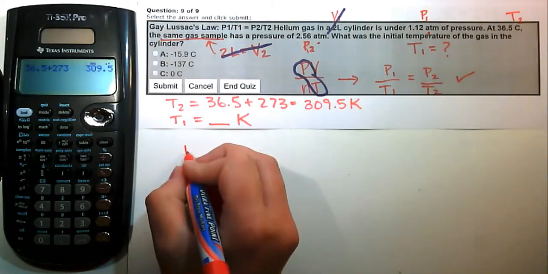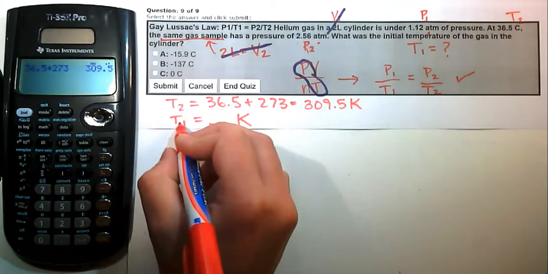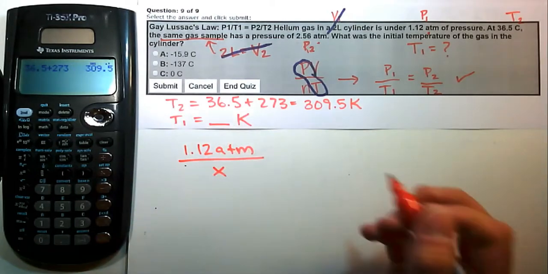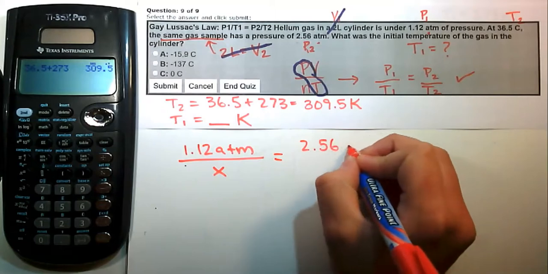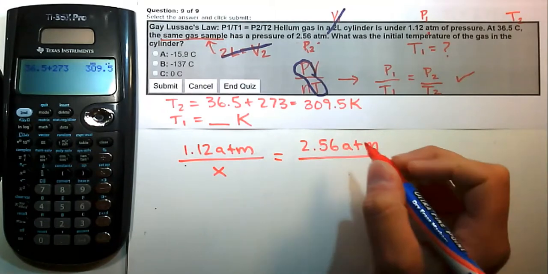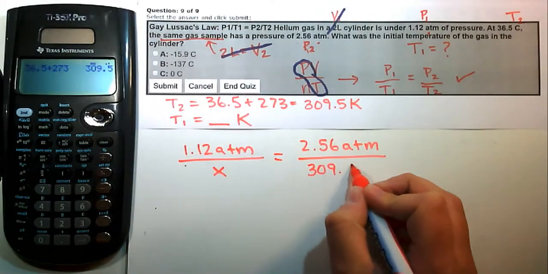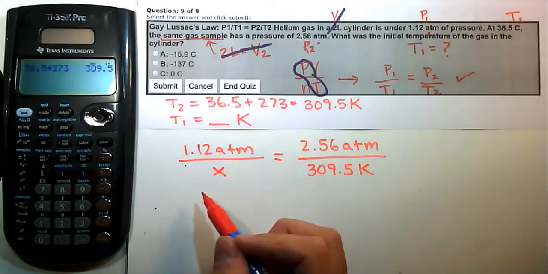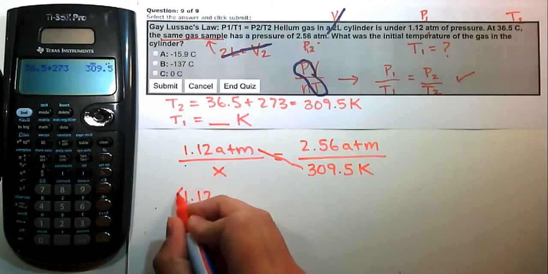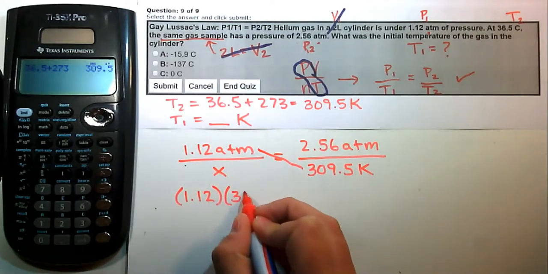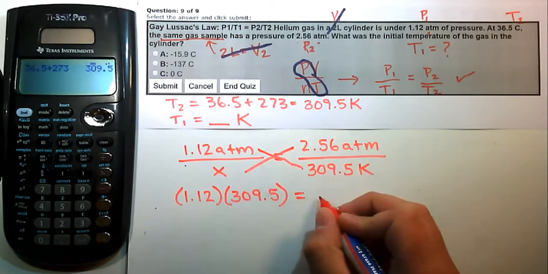P1 over T1, or 1.12 atm over T1, which we don't know, so I'm going to substitute an x, equals P2, 2.56 atm, over T2, which is 309.5 Kelvin. Now we need to cross multiply. 1.12 times 309.5. I'm going to leave off my units this time. Equals 2.56 times x.